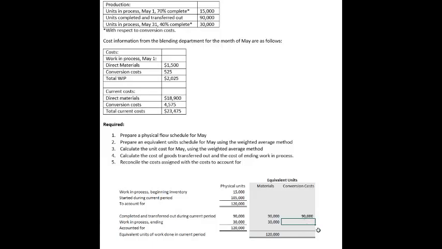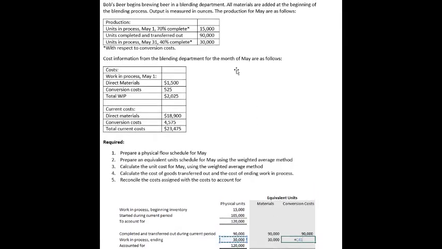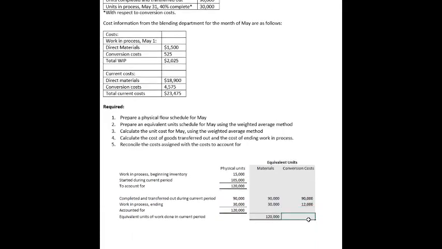The conversion costs, however, this 30,000 is not 100% complete relative to the labor and overhead. It's only 40% complete. So we multiply that by 40%, and we get 12,000. So for my conversion costs, I have an equivalent unit figure that's significantly different than the materials. It's logical because that's how the materials are added to the production process. So we'll use these numbers now going forward to work through the remaining requirements.